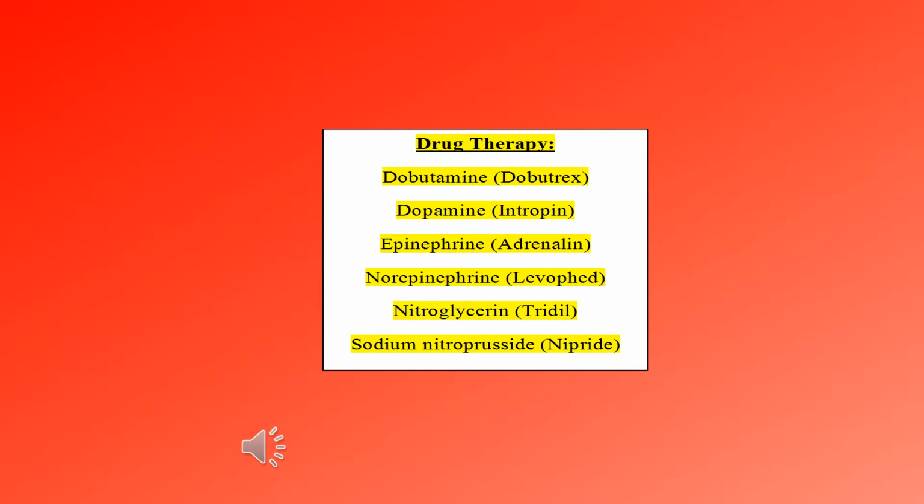Lastly, we have sodium nitroprusside. It's a potent vasodilator that will lower the afterload. Some nursing implications are to keep the infusion bottle covered, give only with D5W, and monitor serum cyanide levels for toxicity.